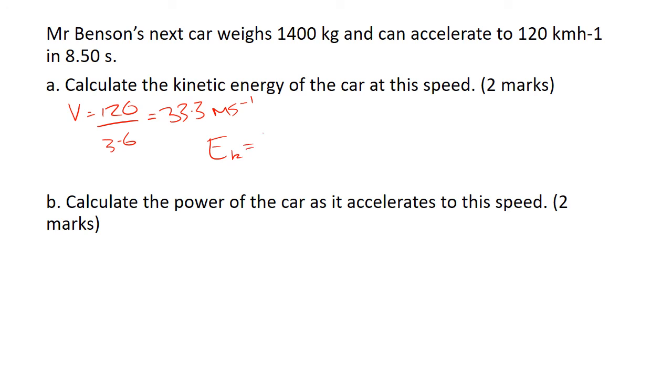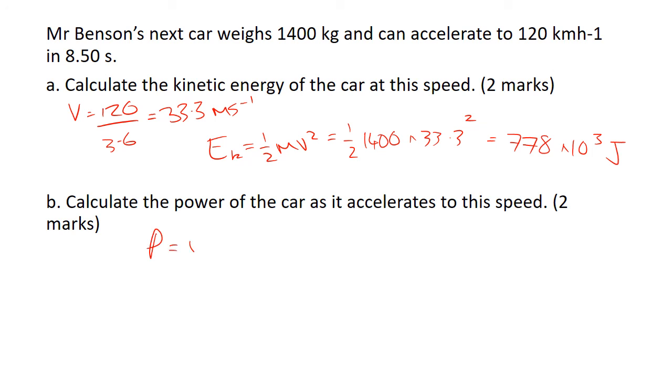EK is a half mv squared. So you've got to do this in meters per second. So I've got a half of 1400 times, and you've got to remember, this is the number one mistake, to actually square it, and we get 778 times 10 to the 3 joules, or kilojoules.